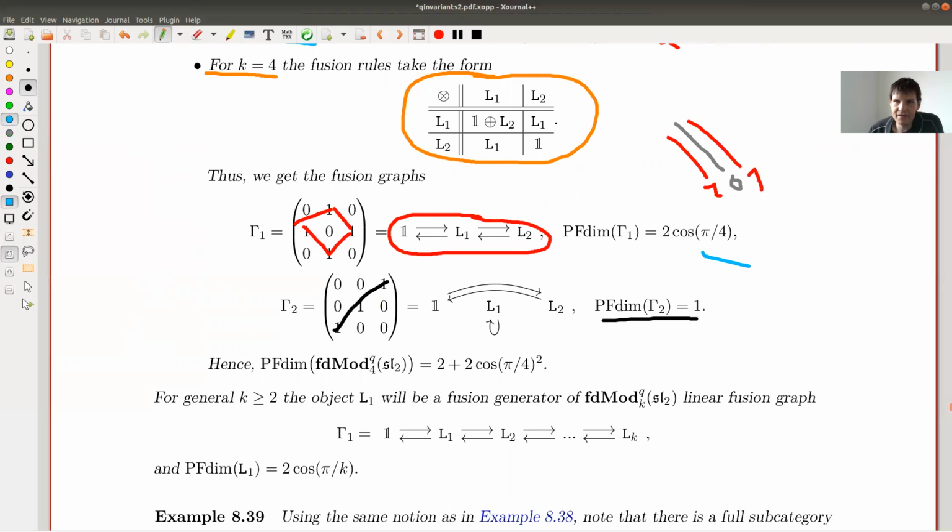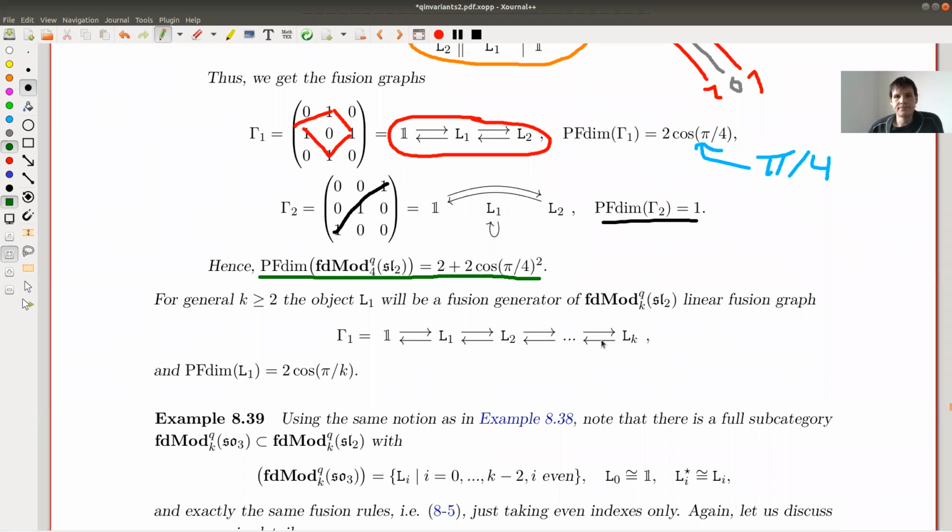Okay. And you can check that this has this Frobenius-Perron dimension, so pi over 4 basically. And 4 was the level. So whatever, you can sum everything up and you get this Perron-Frobenius dimension. In general, what you can do is, for k equals 2, you still have this one generating object. Its fusion graph is the easiest graph you can imagine. It's a line graph with edges going from left to right all the time. And the Perron-Frobenius dimension is 2 times cosine pi over k.